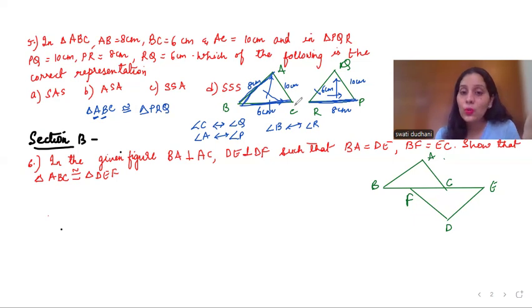Now which congruence we can see that all the sides are equal? So it is very clear, it is SSS. I hope this is clear. So this is the way to write the two triangles congruent.